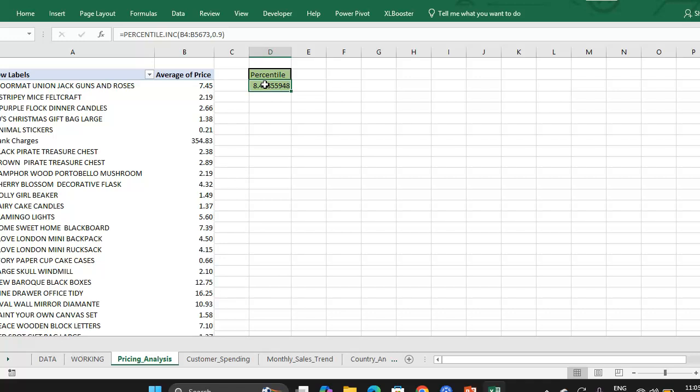Product above this threshold were classified as high price product, and this analysis helped business understand their pricing distribution. The result indicate which product belong to the premium segment. Business can use this information to optimize pricing strategy and maximize profit margin.